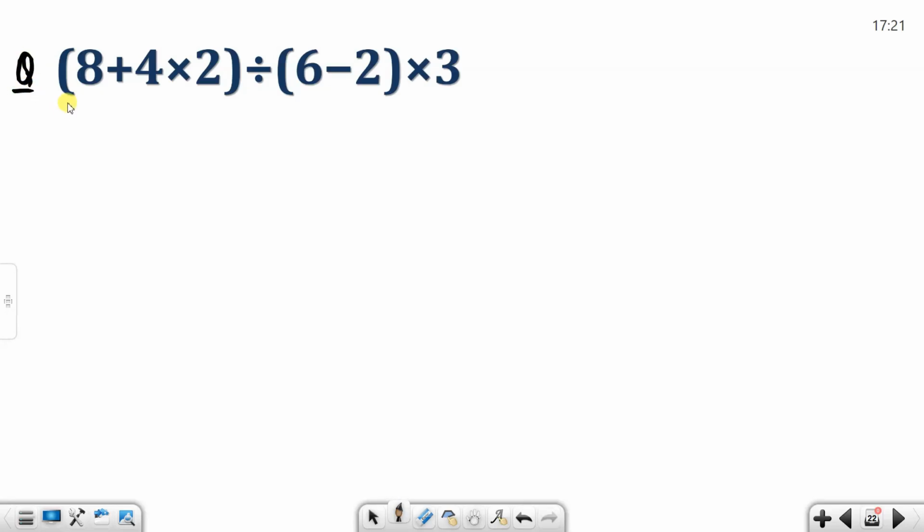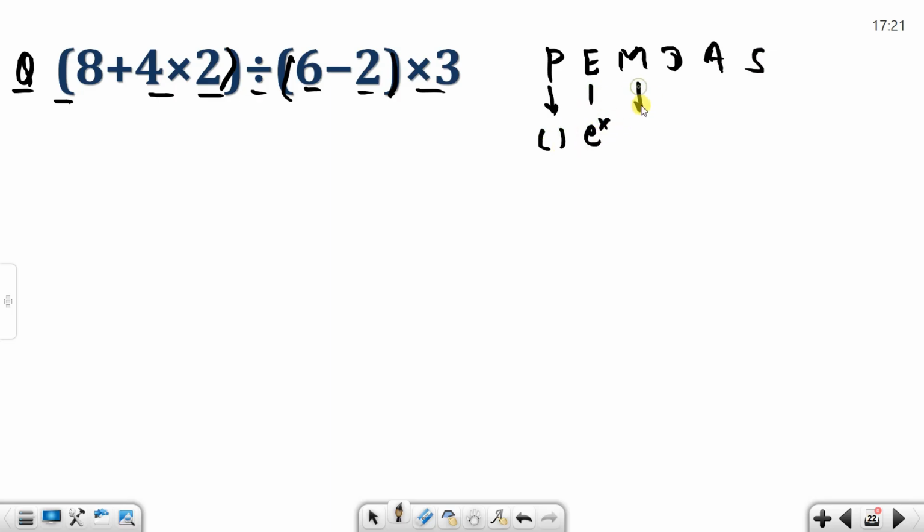Here's the question. In brackets, 8 plus 4 times 2, bracket close, divided by, inside the brackets, 6 minus 2, bracket close, times 3. We know, according to PEMDAS for sure, P for parentheses, E for exponential, M for multiplication, D for division, A for addition, S for subtraction. These are included. We have to apply them from left to right.